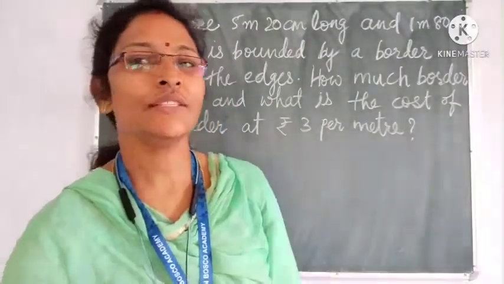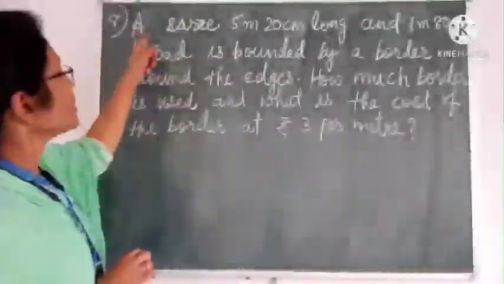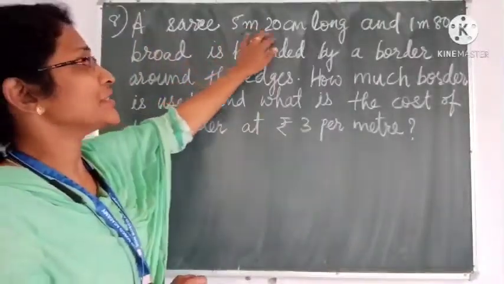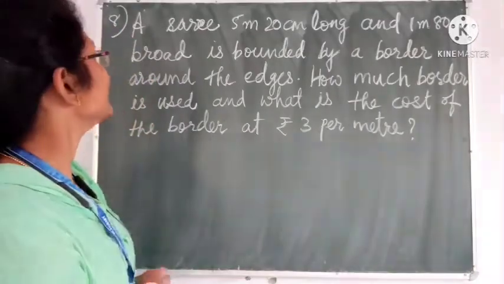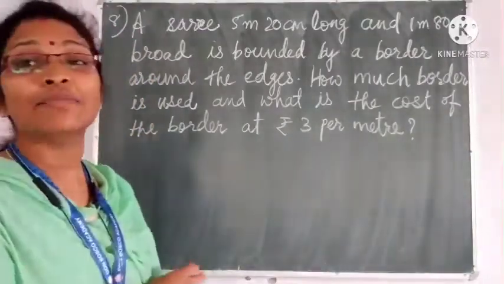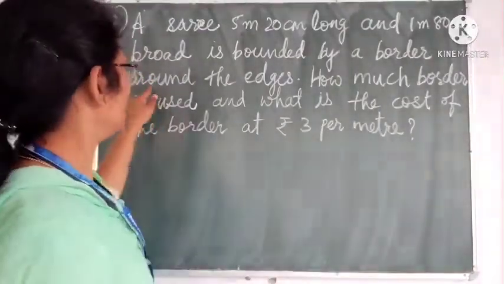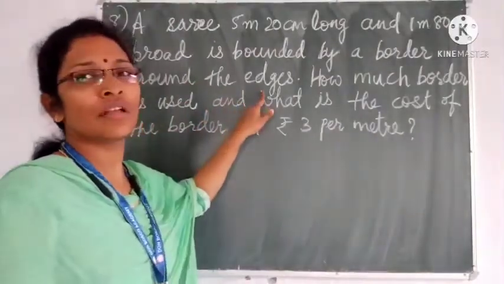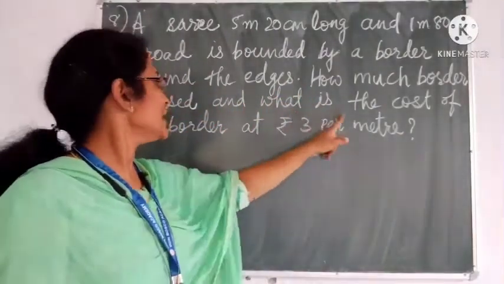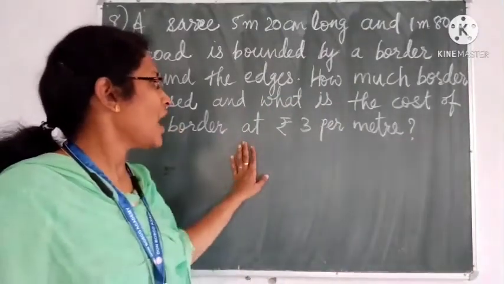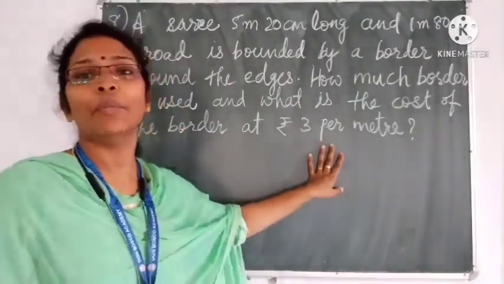Our next question is question number 8. A sari 5 meter 20 centimeter long and 1 meter 80 centimeter broad is bounded by a border around the edges. How much border is used and what is the cost of the border at rupees 3 per meter?